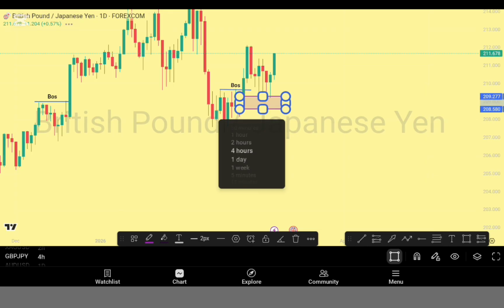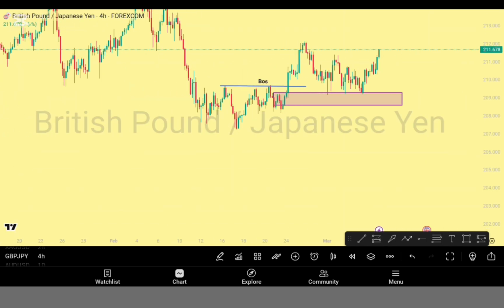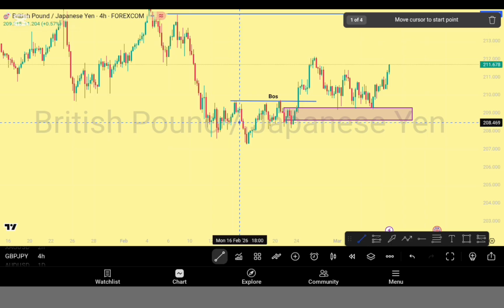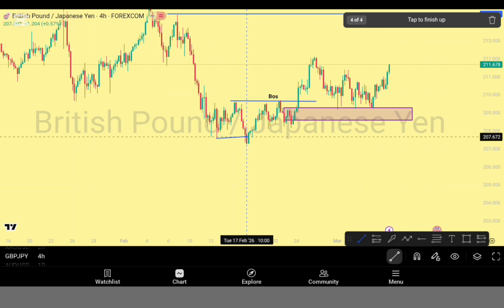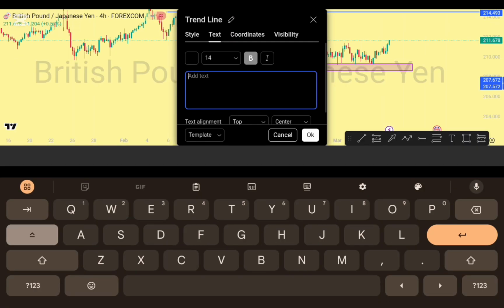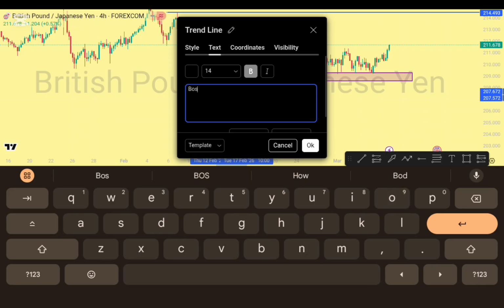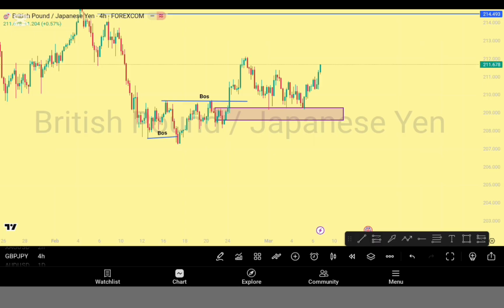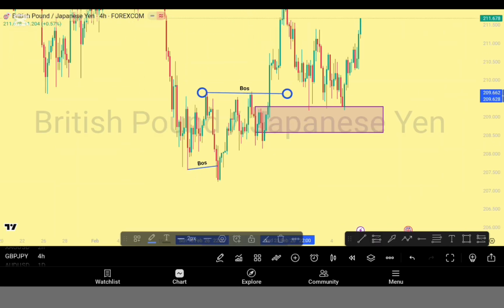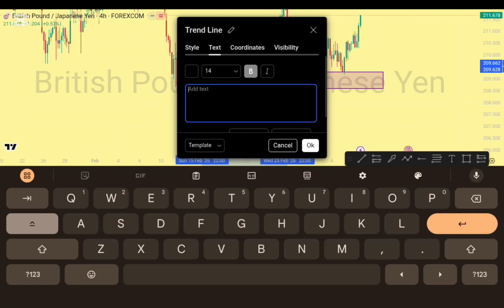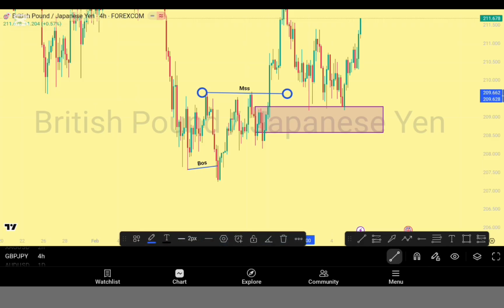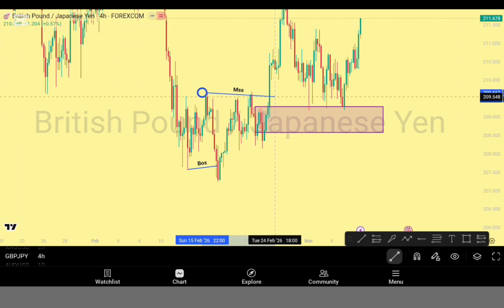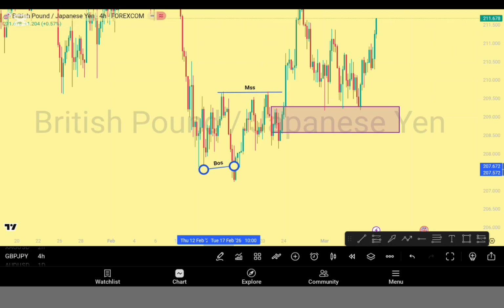So we go to the 4 hours to see what happened. In 4 hours, we have this last break of structure here to the downside, which gave us a BOS. And since that was the last break of structure, this will now change to a MSS, anyhow you call it. Market structure shift, change of character, all of them are the same thing. I just use MSS because it's shorter, it's just a 3-letter word.